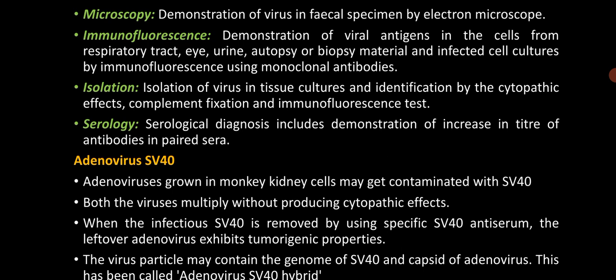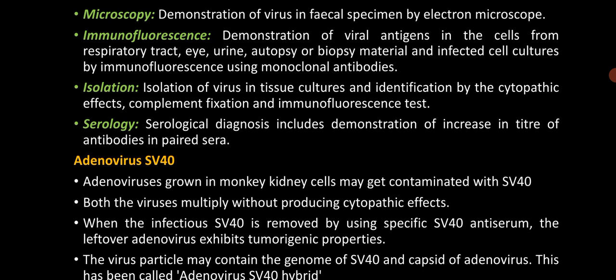Monoclonal antibodies can also be used to check the presence of particular antigens in infected cell cultures. Isolation: the viruses are isolated in tissue culture and identified by the cytopathic effect, complement fixation, and immunofluorescent test. These are also other techniques. Based upon the cytopathic effects, we can confirm the virus presence and the infection.